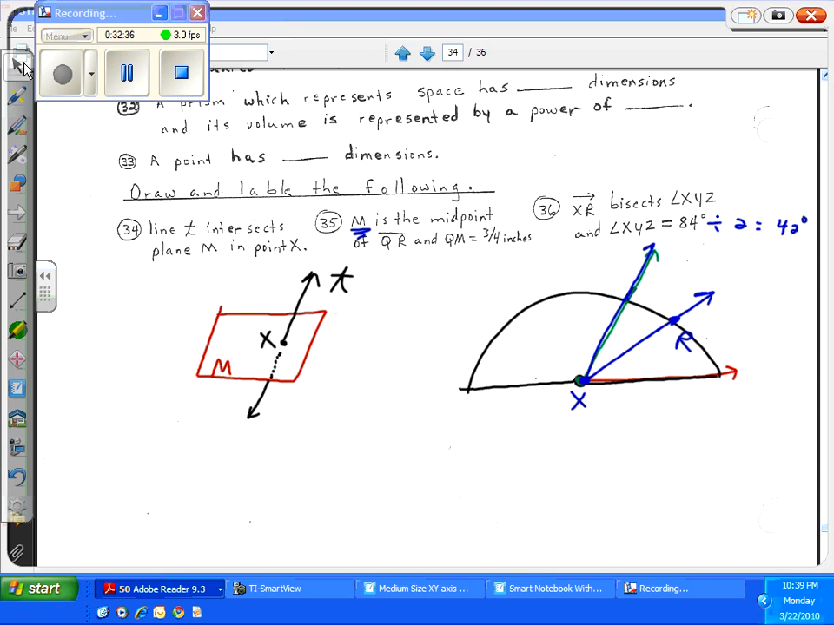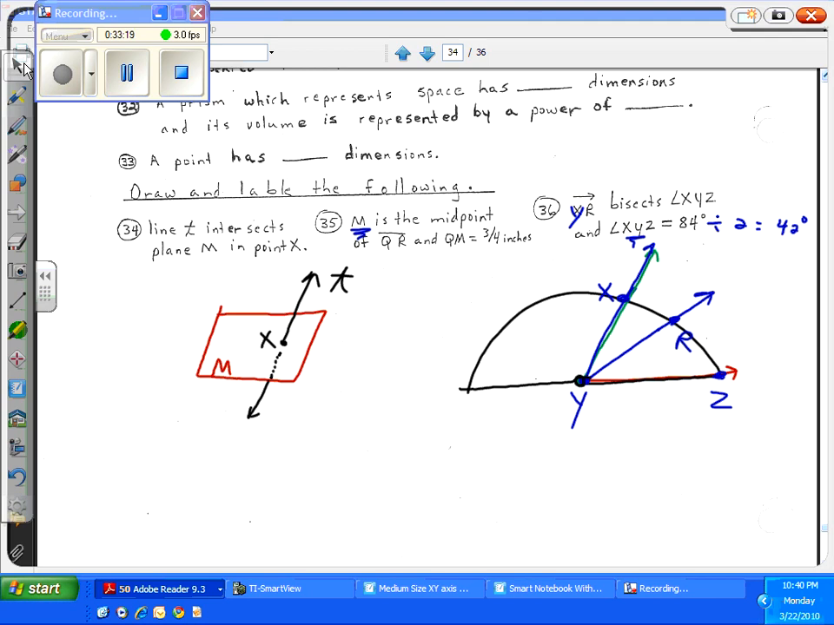So we would have XR bisects angle. I made a mess out of that, didn't I? I should have said YR. If the vertex is Y, then my angle bisector has to have an endpoint of Y. Sorry about that. So this would be my Y. So ray YR bisects angle XYZ. You might find a few mistakes in this book, and when you do, I apologize. Okay?